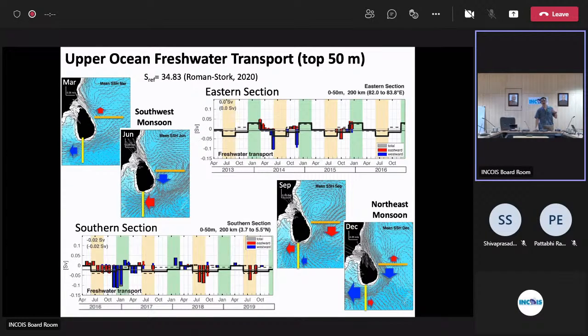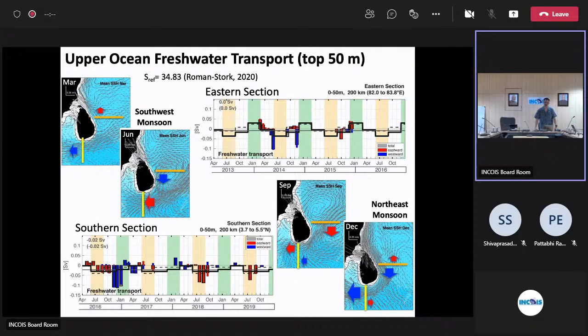Let's start over again. If we look at the eastern section, right, and we look at the southwest monsoon, coming out of the southwest monsoon, which is really what we have resolved, you see this positive freshwater transport, right? So the red bar is going up, which we think is the Arabian seawater moving into the Bay of Bengal, and vice versa.